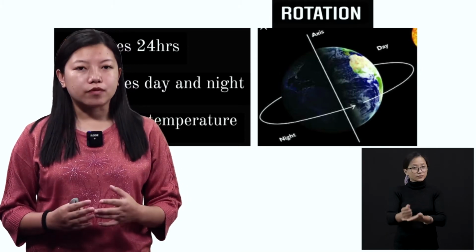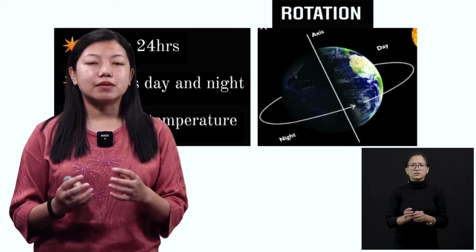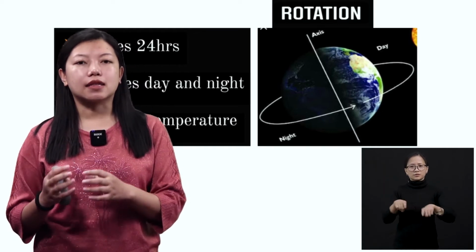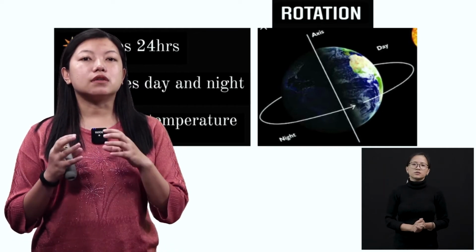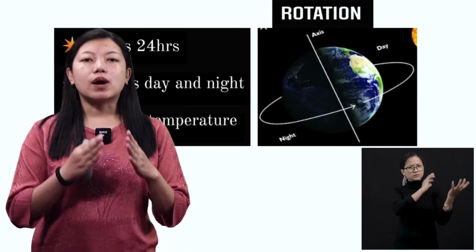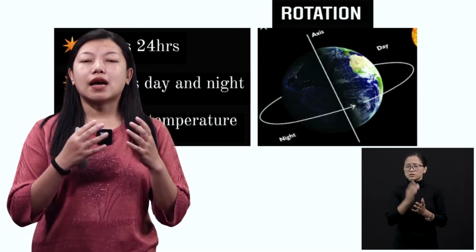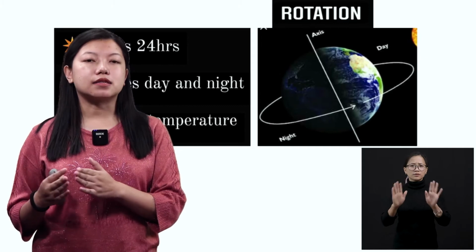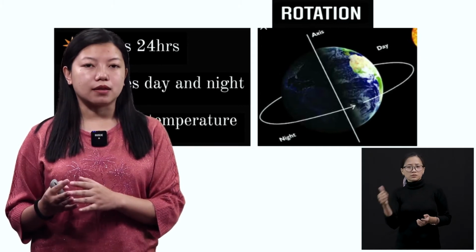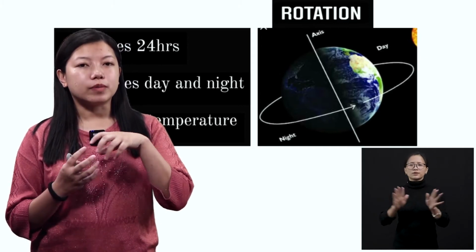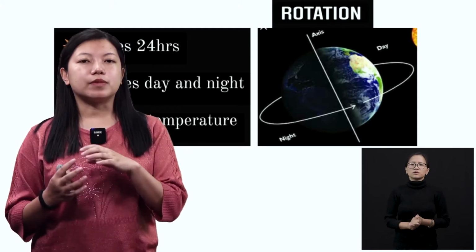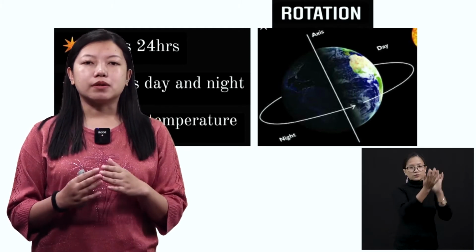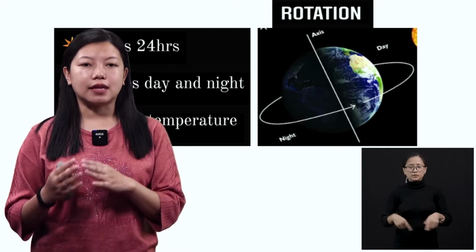And with the help of rotation, we can experience day and night. Or else, if the Earth doesn't rotate, one side of the Earth will always have daytime and the other side will always have nighttime, right? But it is because of the rotating movement of the Earth that we experience night and day.